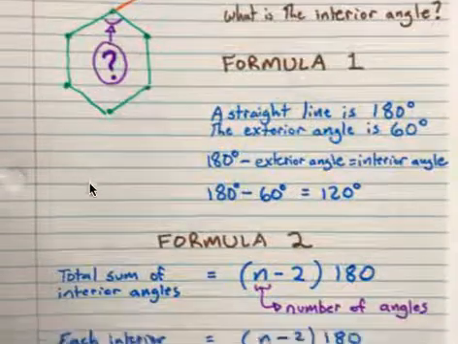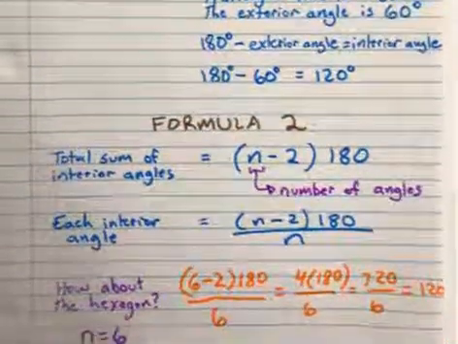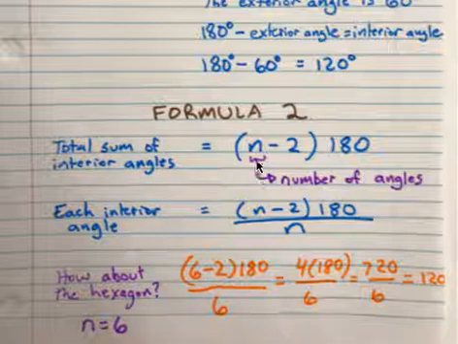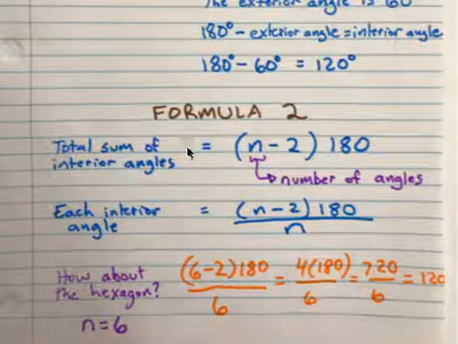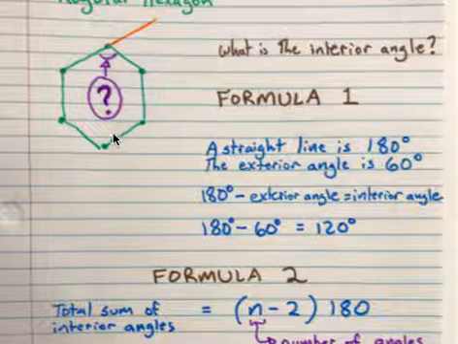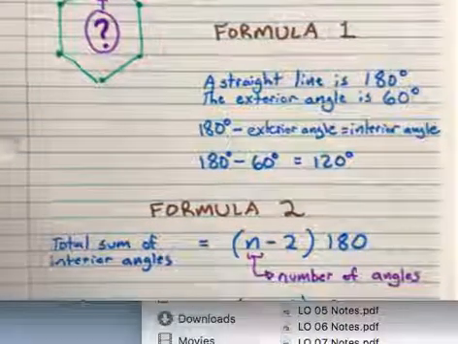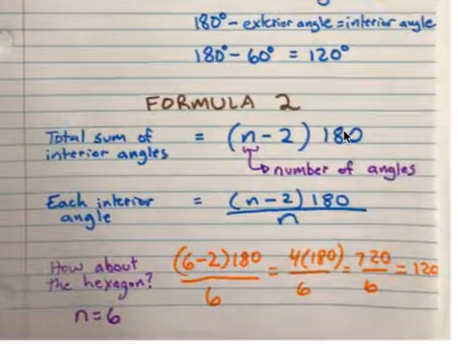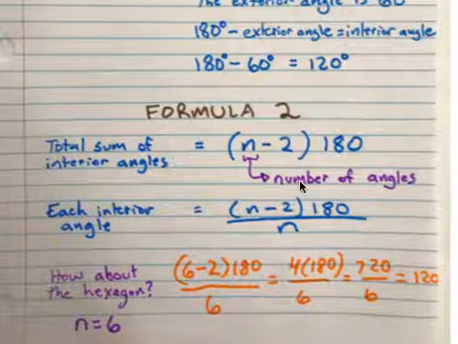All right, but there's another way to do it. Formula 2. Again, this is a tougher way to do it in my mind, but you should be familiar with it. Okay, total sum of interior angles, the formula is (n minus 2) times 180, where n is the number of angles. So that's the total sum of the interior angles. So if you want to think about it another way, what is this plus this plus this plus this plus this plus this equal? The total sum of all the interior angles. Now, each interior angle is going to be that divided by the number of angles again. So (n minus 2) times 180 divided by n is the measure of each individual angle.